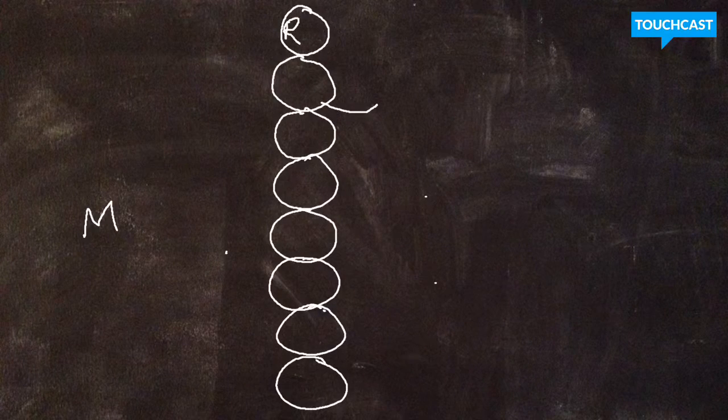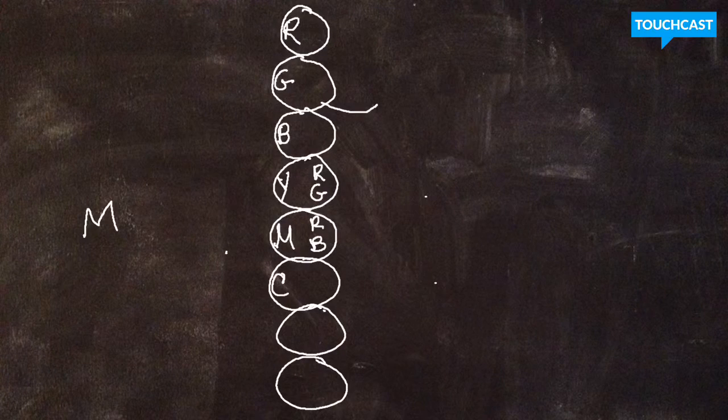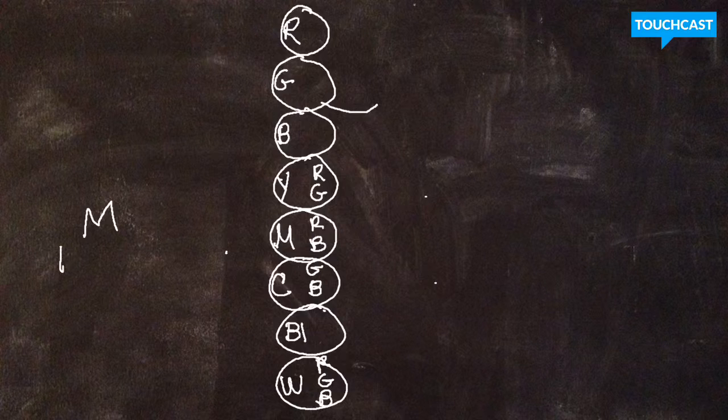So we have red, green, blue, yellow. For me, I'm going to put in here that that's red and green, so remember. Magenta, I'm going to put in that that's red and blue. Cyan, green and blue. And then we have black, and we have white. So red, green, and blue. So magenta, as we know, is made up of red and blue.